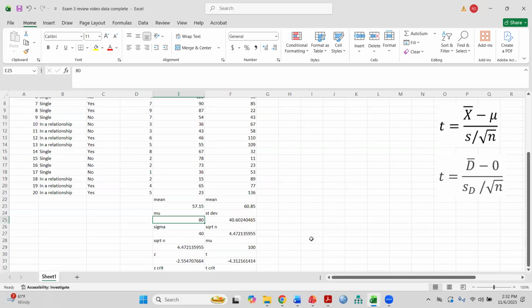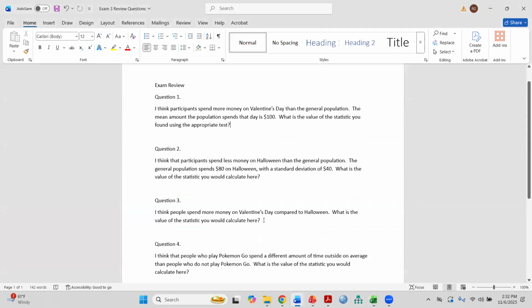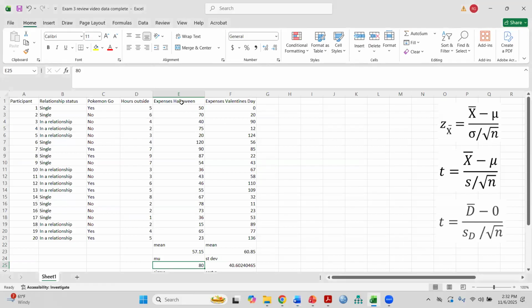All right, that's a couple of tests down. Let's try one with a dependent samples t-test. Oh, I gave it away. All right, question 3. I think people spend more money on Valentine's Day compared to Halloween. What is the value of the statistic you would calculate here? Well, which test are you going to use? I think people spend more money on Valentine's Day compared to Halloween. Well, we're comparing expenses on this variable to expenses on this variable, or I should say the average on this variable and the average on this variable. Every single participant was measured on both of those variables.